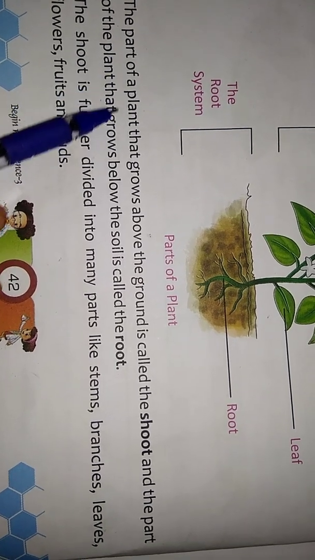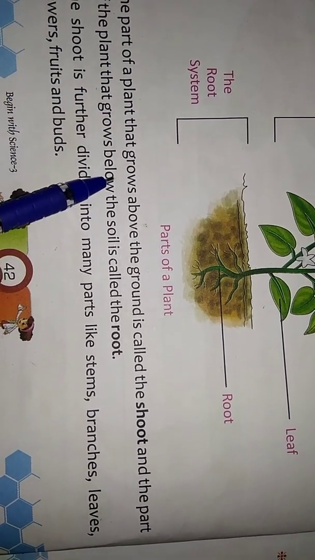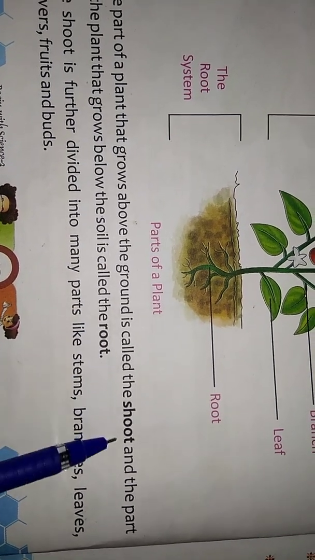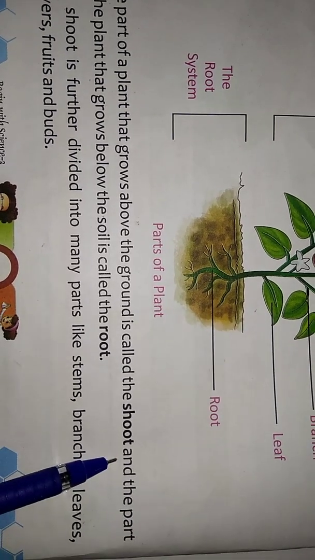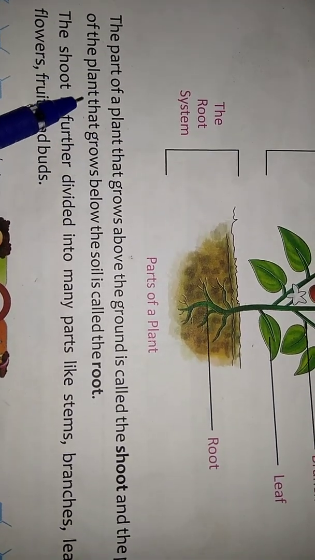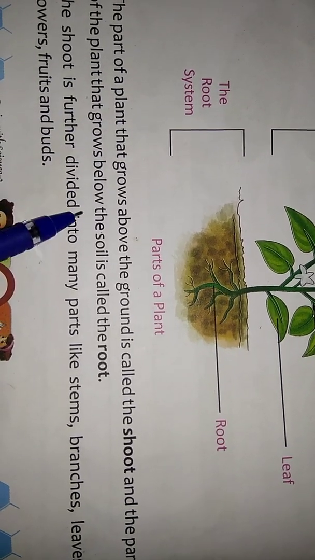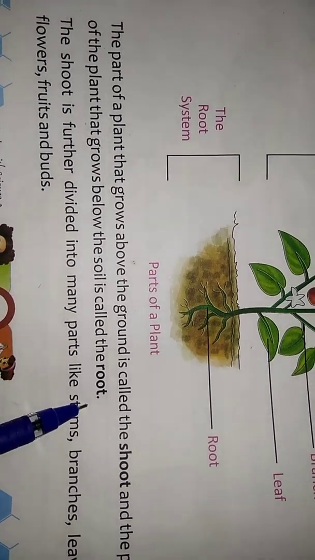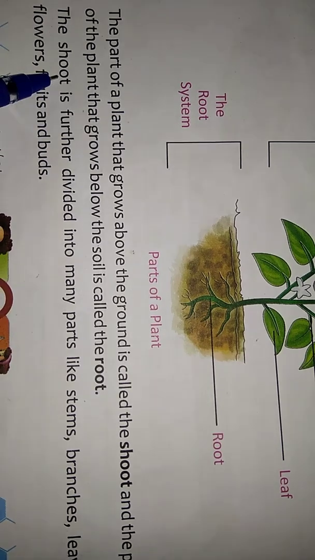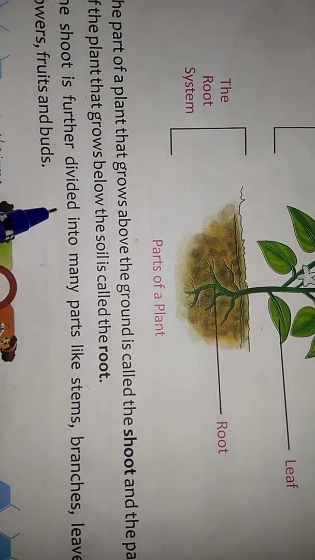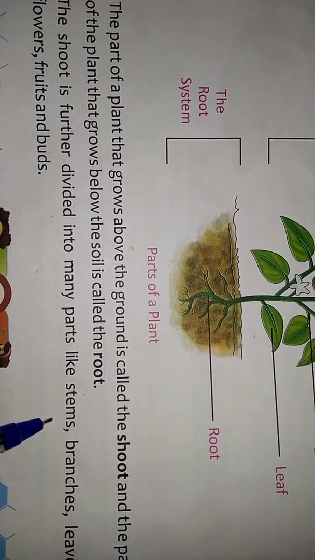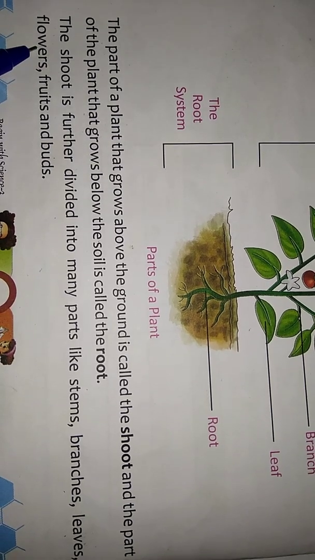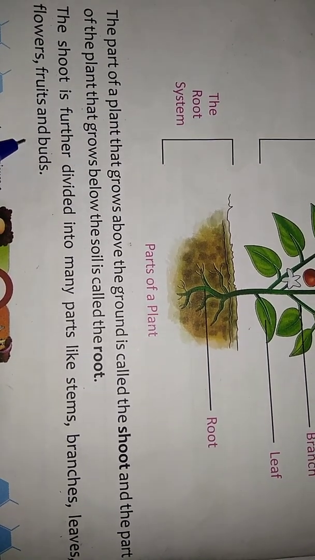The part of a plant that grows above the ground is called the shoot, and the part of the plant that grows below the soil is called the root. The shoot is further divided into many parts like stems, branches, leaves, flowers, fruits and buds.